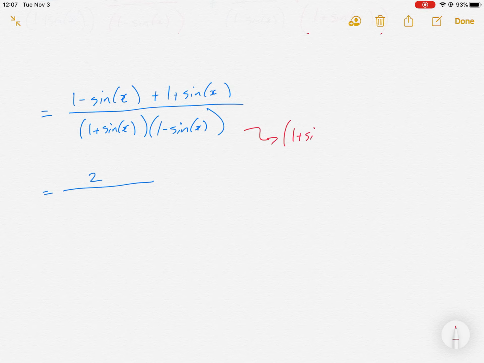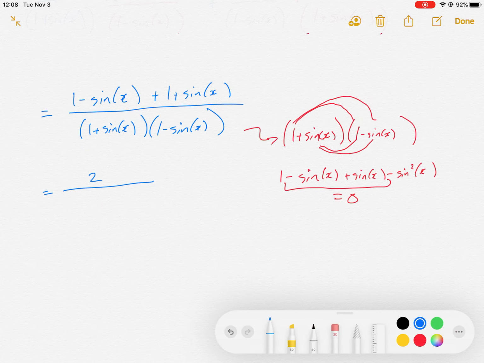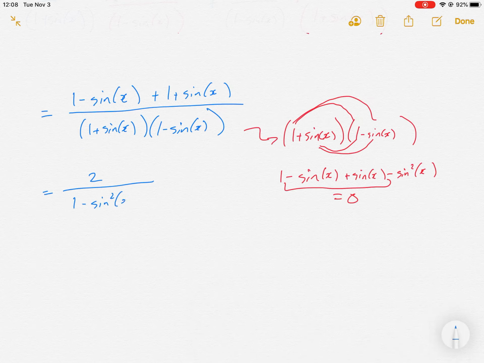If I have 1 plus sine of x times 1 minus sine of x, we would do 1 times 1, which is 1, minus 1 times sine of x, and then we're going to add a sine of x times 1, so those will cancel out to 0. And then we're going to subtract sine of x times sine of x, which is sine squared of x. So those cancel out to 0. So I'm left with this in the denominator.